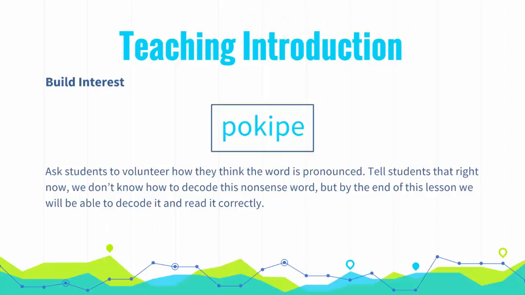Continue your introduction by building their interest. Show them a multisyllabic nonsense word, and ask volunteers to share how they think the word is pronounced. You will hopefully get a couple variations of how the word is pronounced, which will show students how important it is to know the rules for decoding words. Tell students that by the end of the lesson, they will be able to decode this nonsense word.